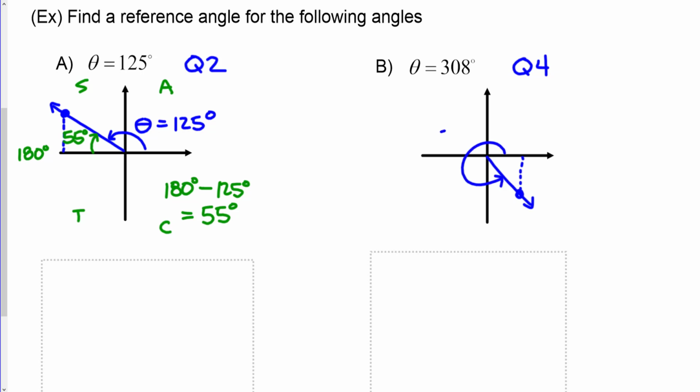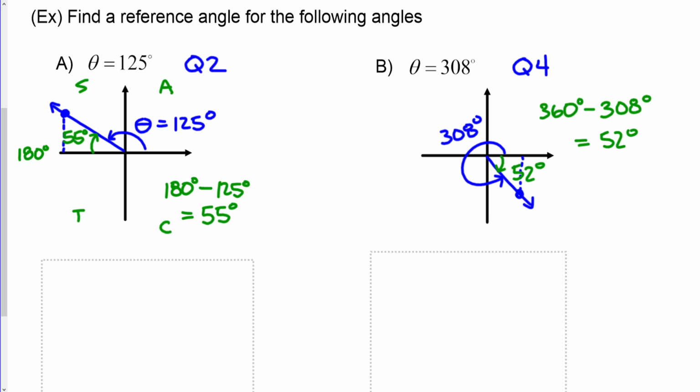And what I need to do for 308 degrees is come up with a way of determining what this angle measure is right here. That's my reference angle. So it's a triangle that's dropped to the x-axis. And figuring out what your reference angle is, there's no single formula that works here. You have to do basically a different formula for each quadrant. For quadrant 2, you take 180 minus your angle measure. Quadrant 4, you take 360 minus your angle measure. So if I take 360 minus 308, that gives me a reference angle of 52 degrees.